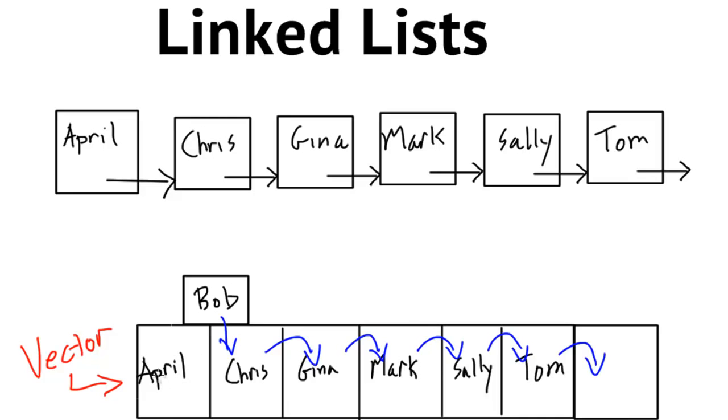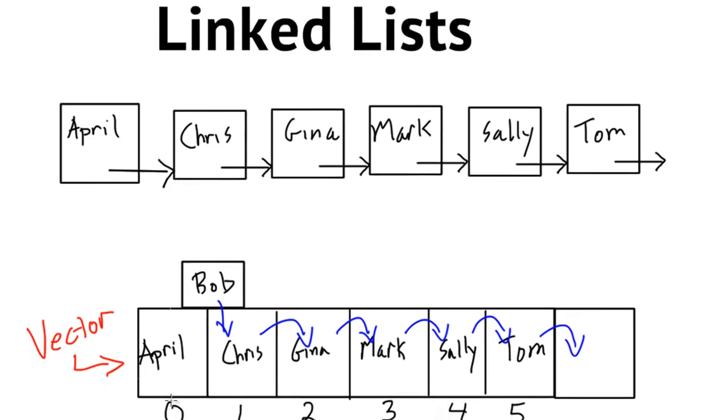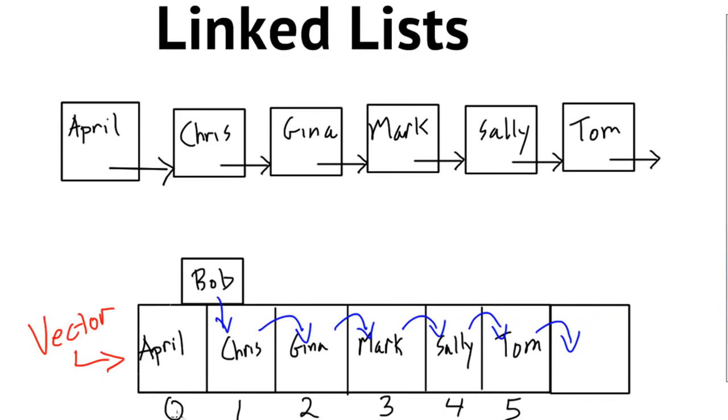We don't have what we had with the vector. With the vector, we had these index values. Each one of these elements was adjacent or contiguous to one another. That's not the case with the linked list. So these nodes could be very far apart in terms of where they reside in memory. April could be 1,000 address spaces away from Chris, and Chris could be 10,000 address spaces away from Gina, whatever it may be. The way we get from one node to another is via these links here.